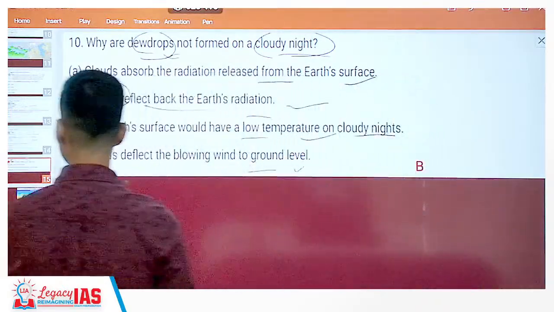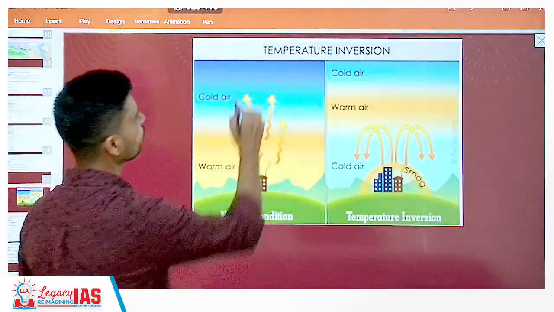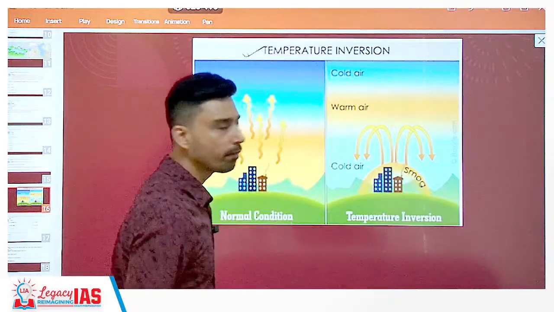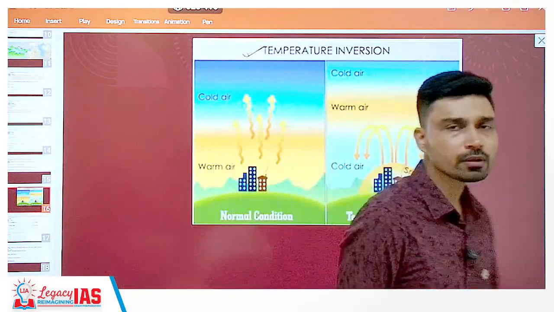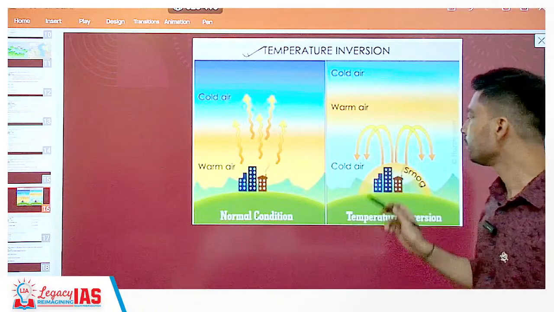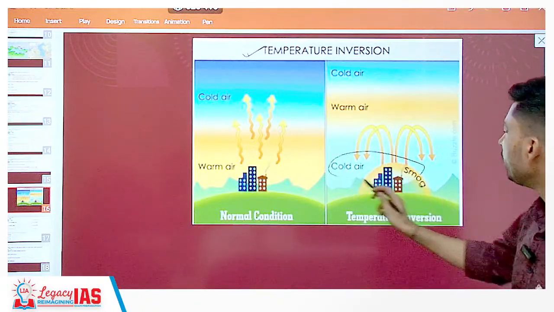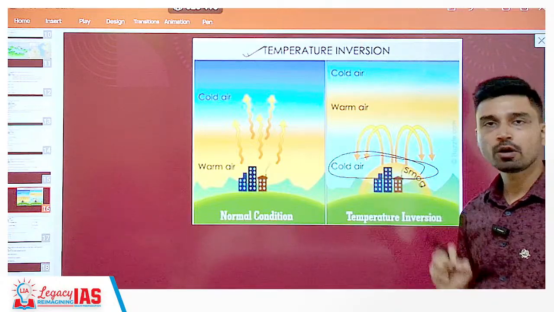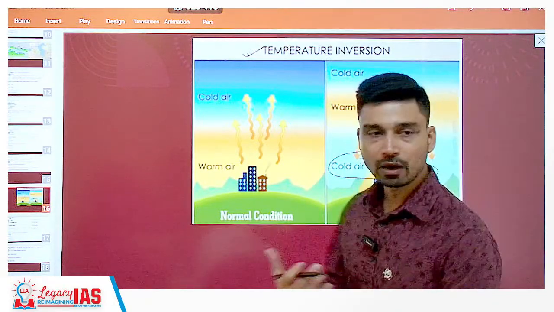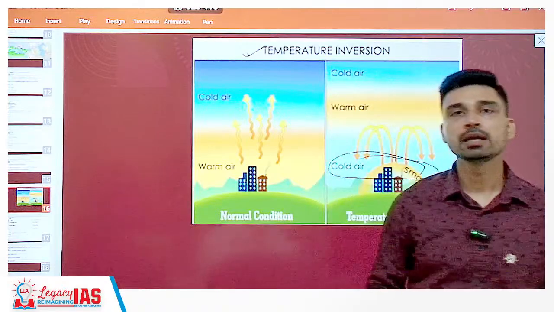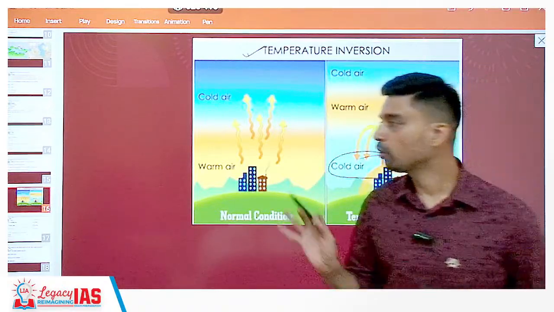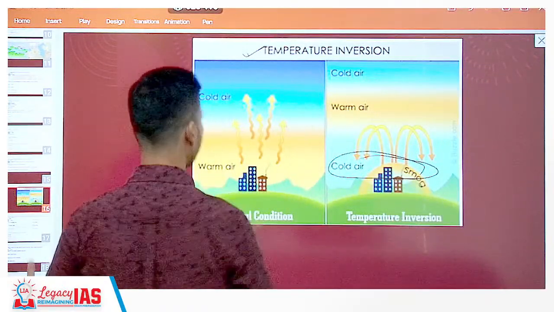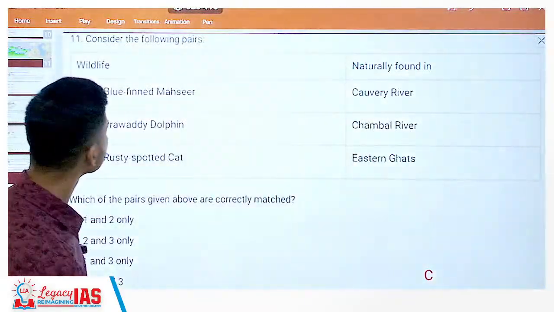This topic is related to the phenomenon of temperature inversion, because only during temperature inversion will you see the development of cold air near the Earth's surface, which facilitates the formation of dewdrops. So if clouds are present in the sky, they will not allow the Earth's surface to cool and will not allow the water to condense into dewdrops.